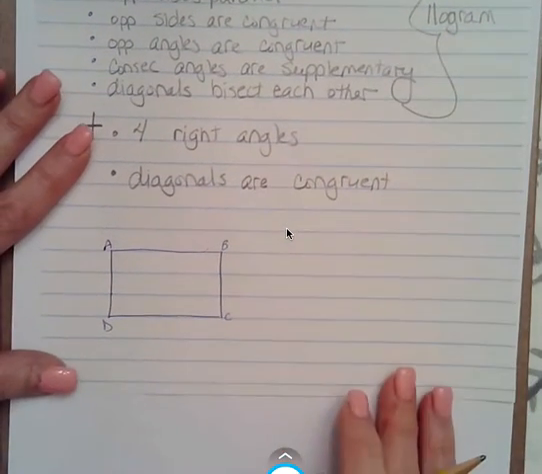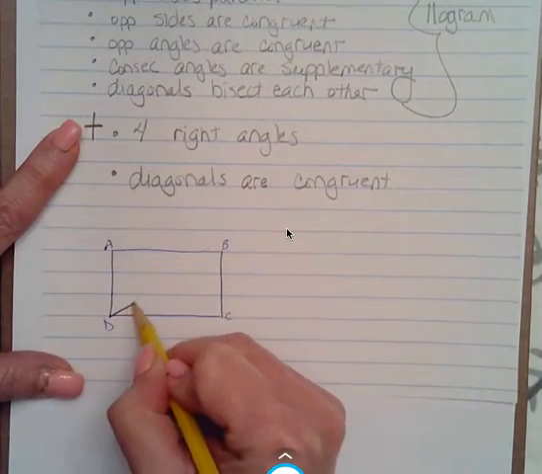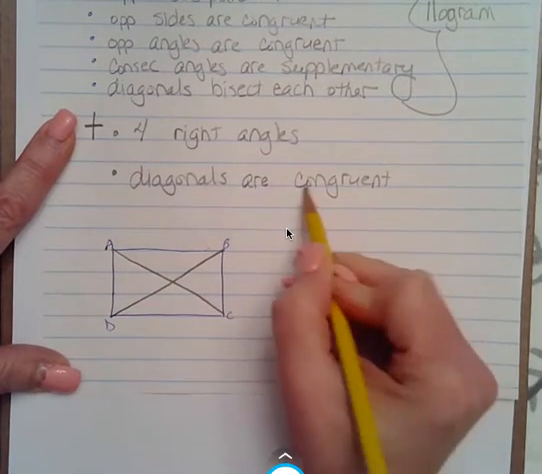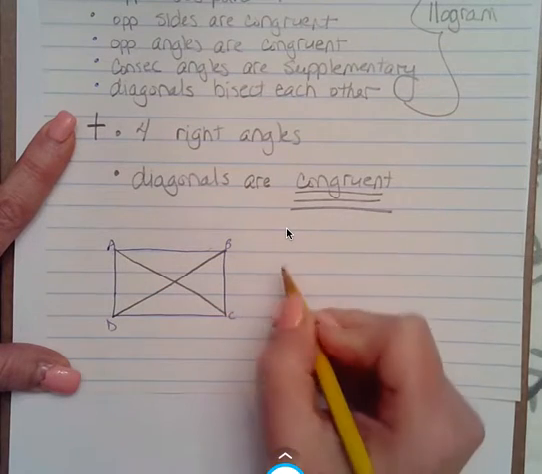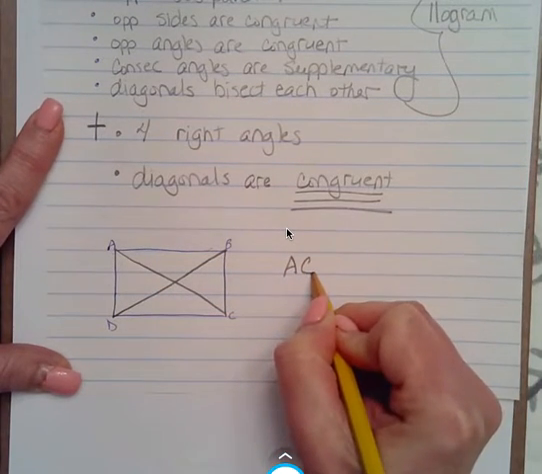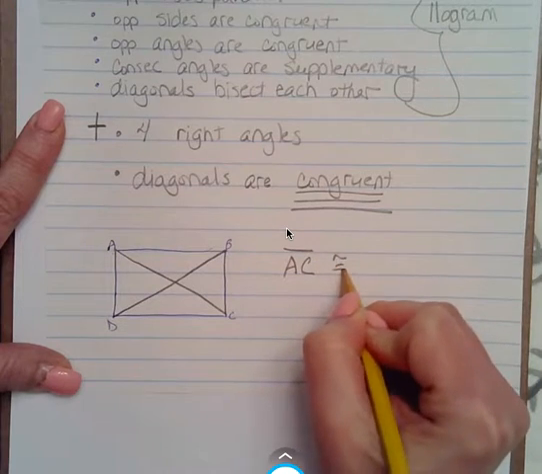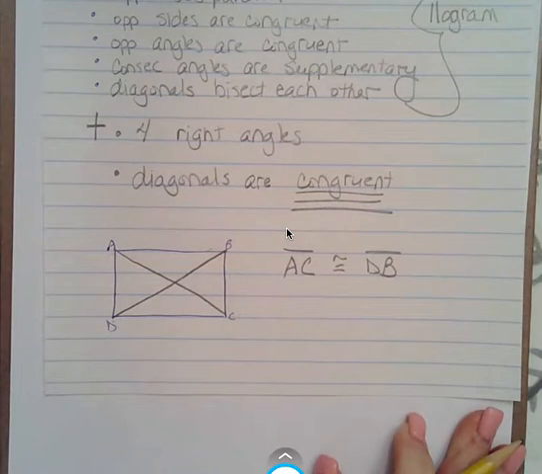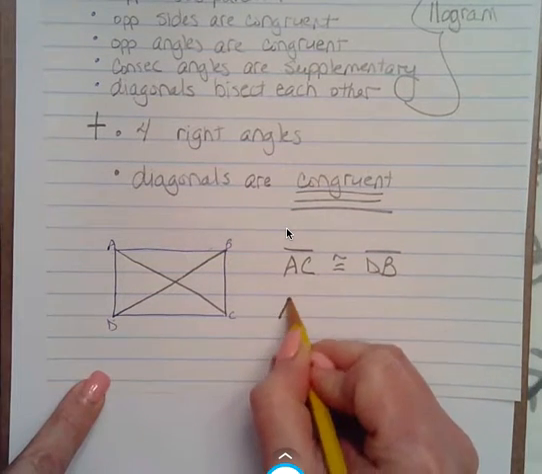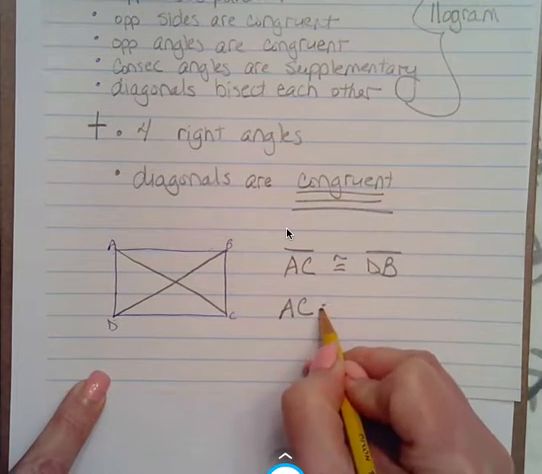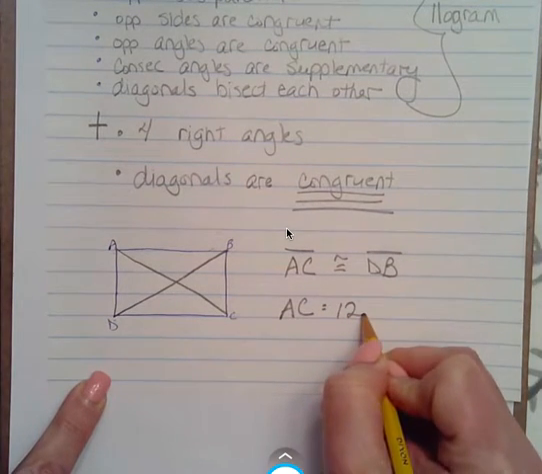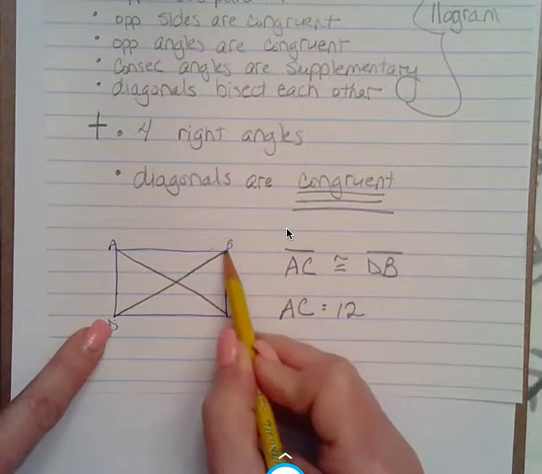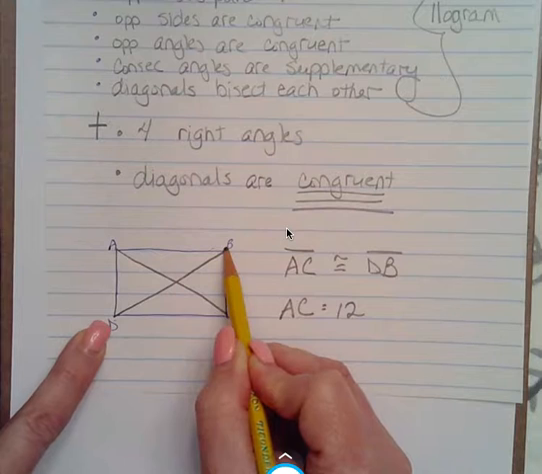So I'm going to take this rectangle ABCD and draw on some diagonals. If the diagonals are congruent, then we know that AC is going to be congruent to DB. So they are congruent, their measures are equal. So if we know that AC, maybe it's equal to 12, then DB is also 12.